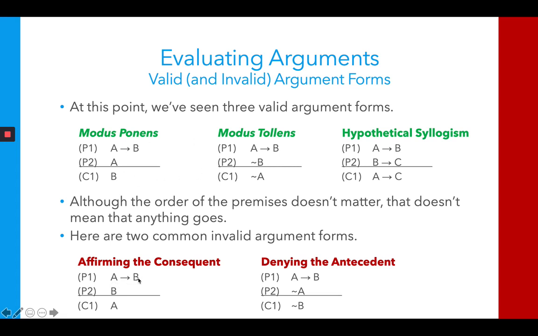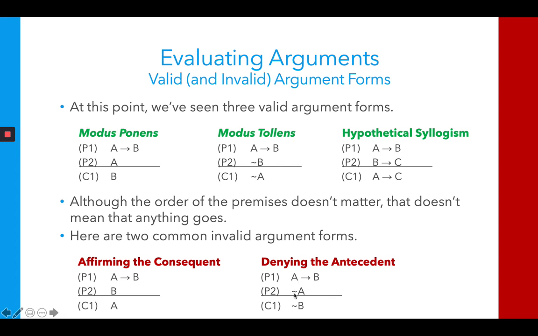A guarantees B. We know B. It's tempting to infer A, but this is actually an invalid argument. We can't do that. We don't want our arguments to take that form. And if an argument does take that form, we know there's a problem with it. It's invalid.